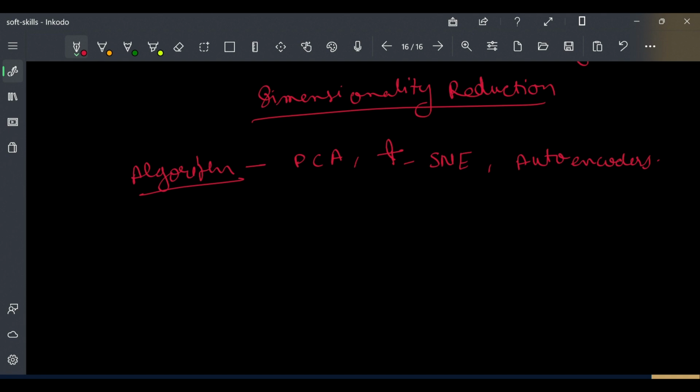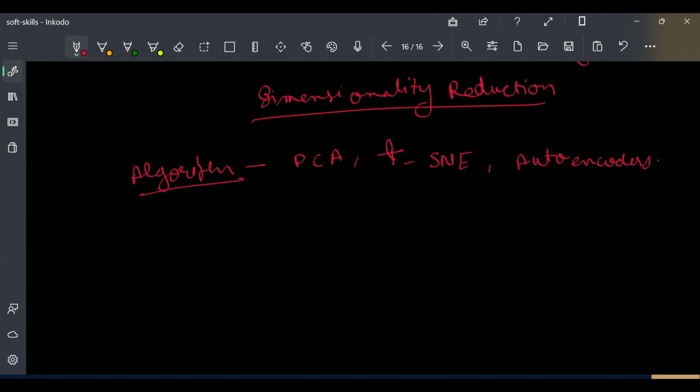So let's take an example. Reducing pixels in image processing. There we are reducing the pixels of an image, and visualizing high dimensional financial data into 2D or 3D. So this can be an example of dimensionality reduction.